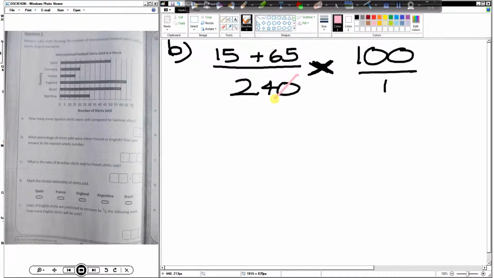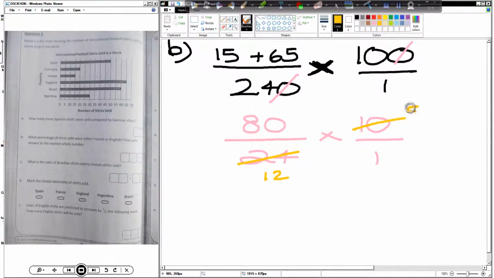Cancel diagonally, divide that by 10, divide that by 10. What's 15 add 65? That gives us a total of 80. And what's left on the bottom now? 24. Now, can we do any more cancelling? Yes. So 24 will divide by what? 2. So we divide it by 2 and divide it by 2. That'll give you 12, and divide that by 2, that'll give you 6.